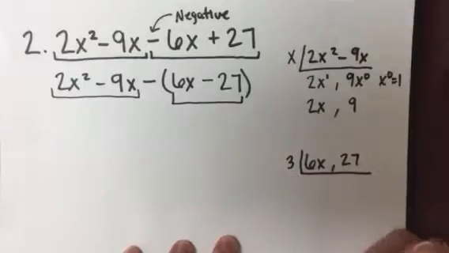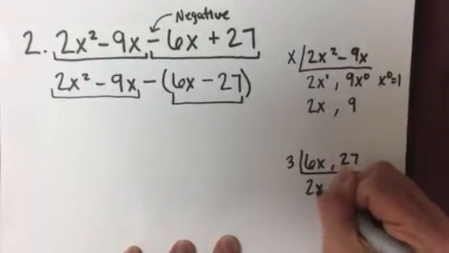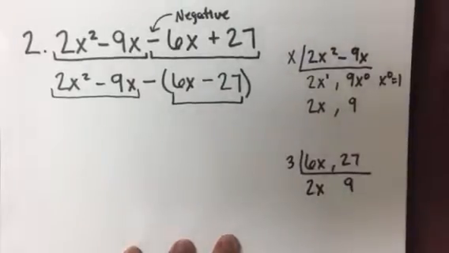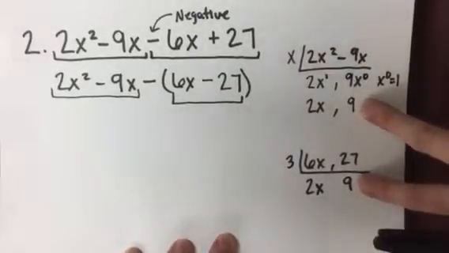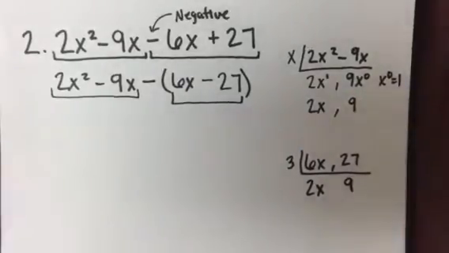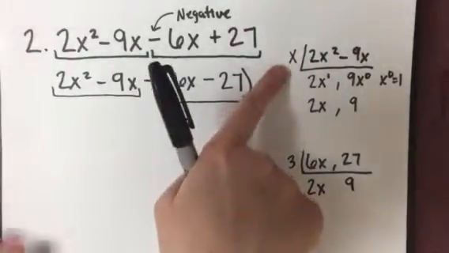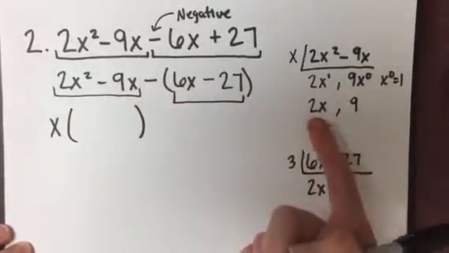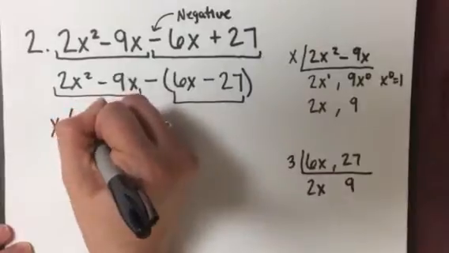3 can go into 6x and give you 2x. 3 goes into 27 and gives you 9. Once again, notice your leftovers match in each group. Let's write our answer in factored form. The first group had a GCF of an x. Our leftovers were 2x and 9.